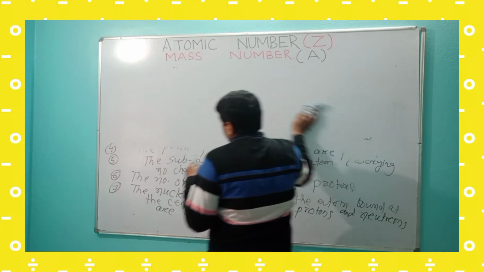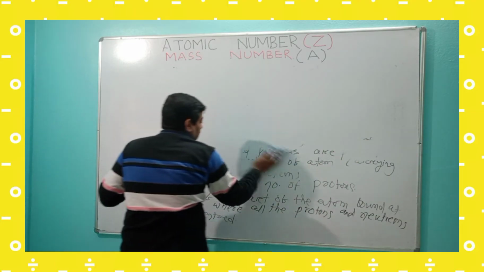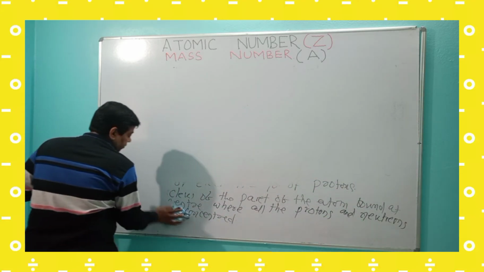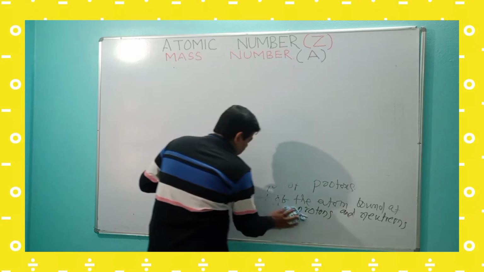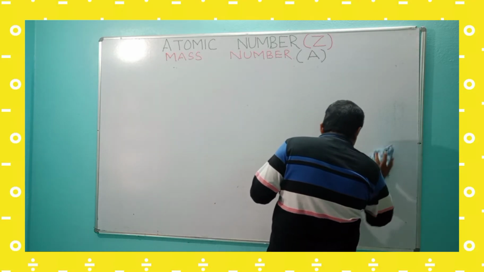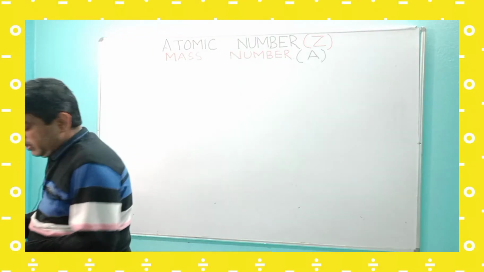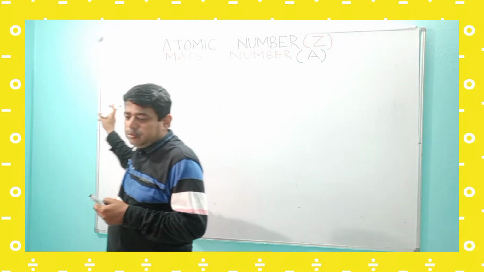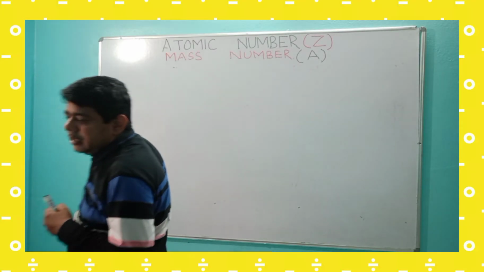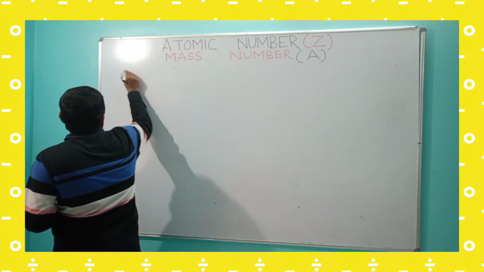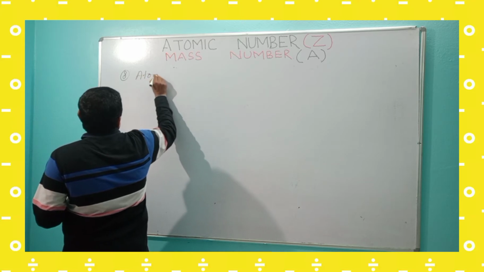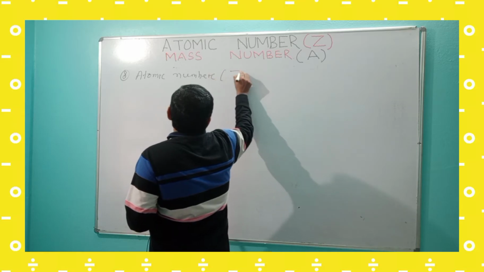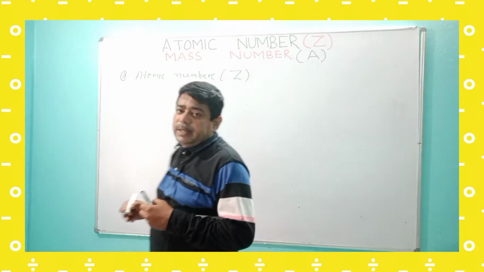Here is the concept about the atomic number. What is atomic number? Atomic number is the total number of electrons of an atom. Yes, write down the next point, atomic number. Point number 8. The next important point is known as atomic number, and this atomic number is denoted by capital letter Z.